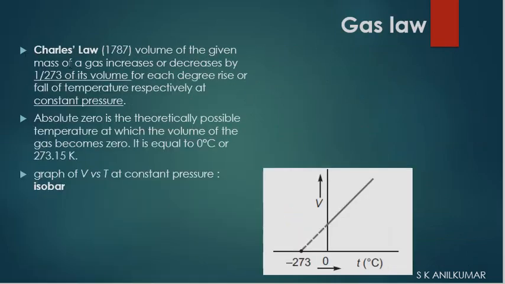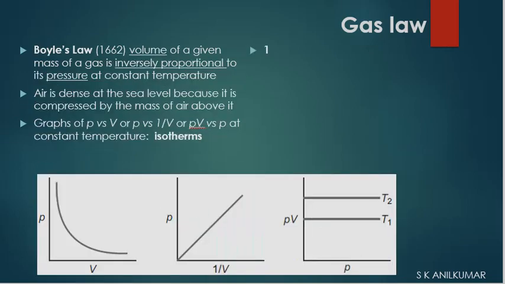The volume of a given mass of gas increases or decreases by 1 by 273 of its volume for every degree rise or fall in the temperature at constant pressure. This volume versus temperature graph is called an isobar. The pressure versus volume graph is called an isotherm.